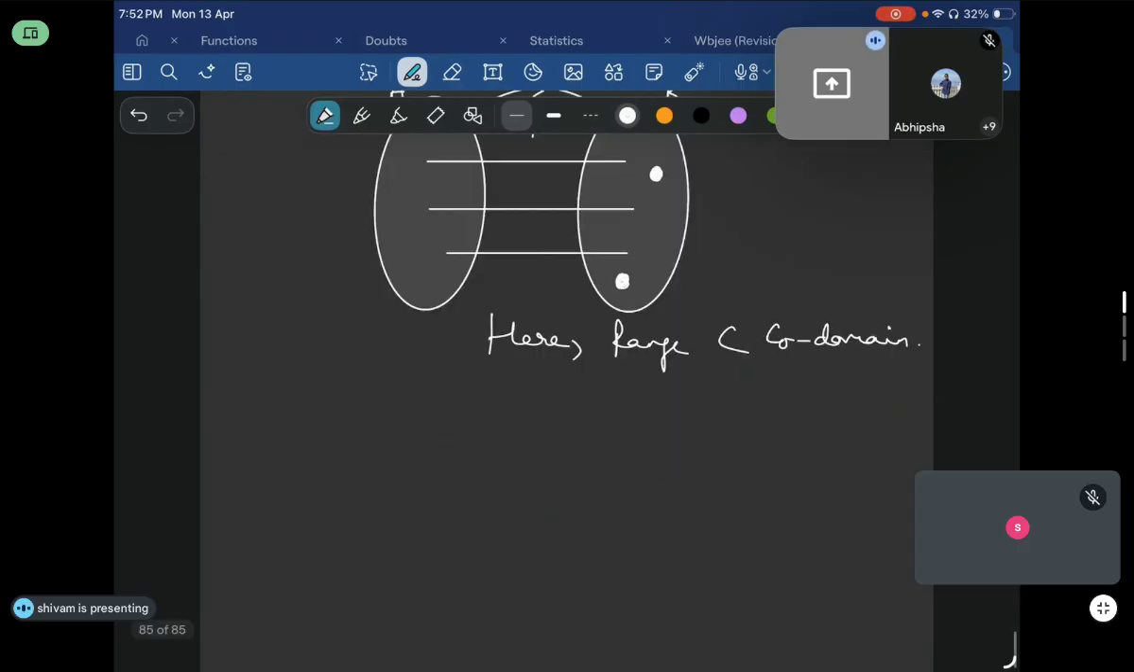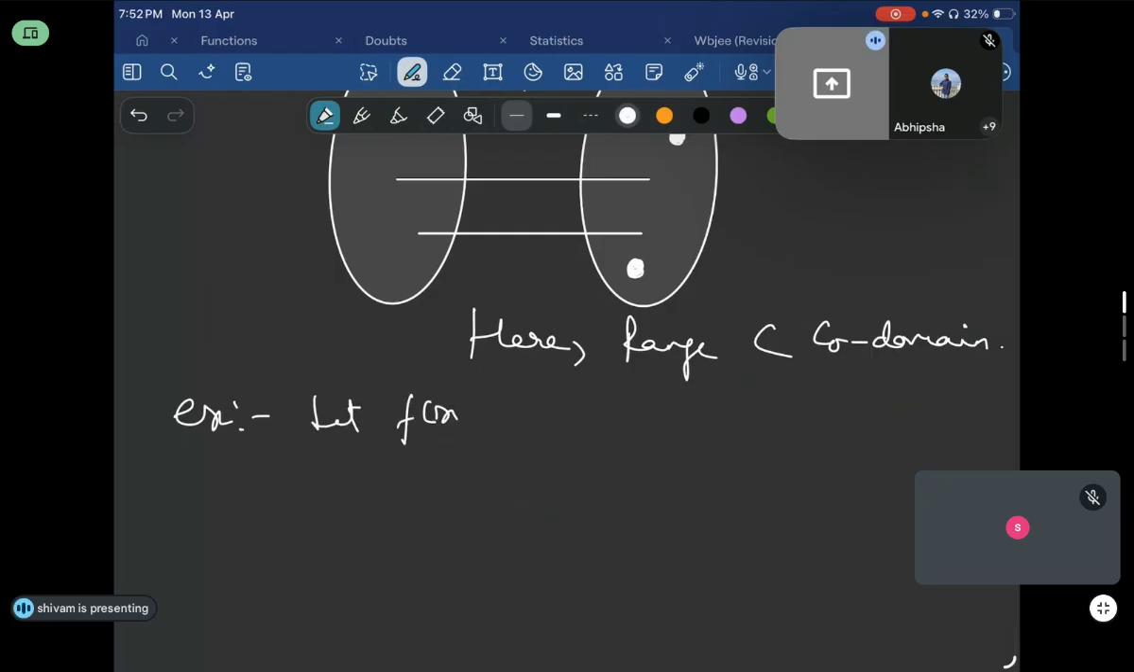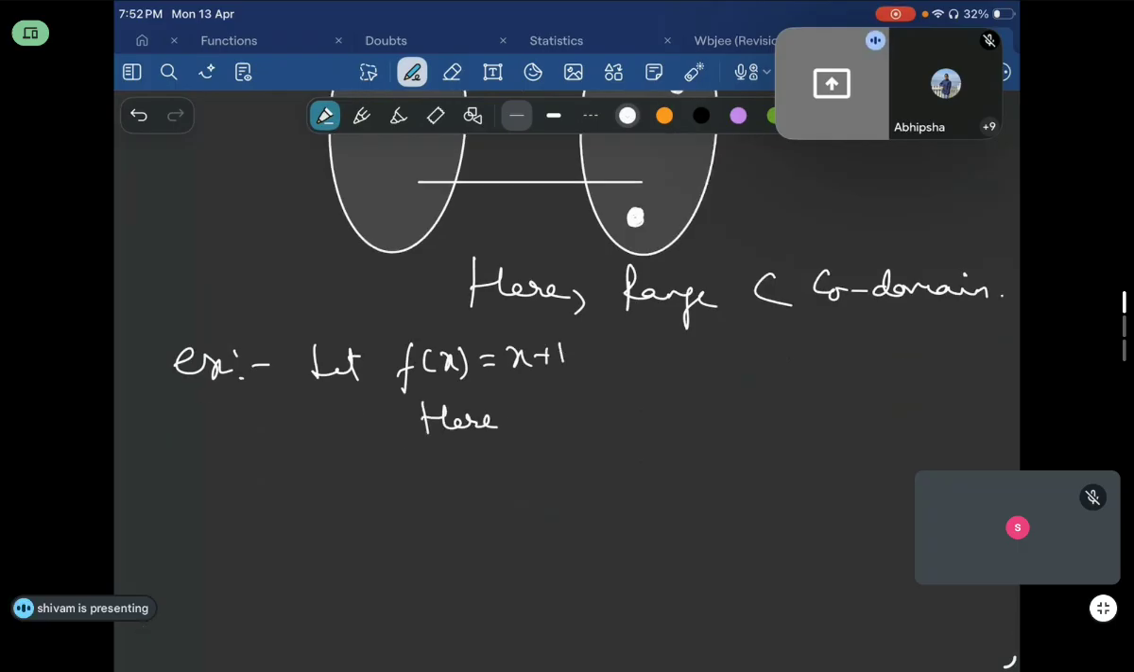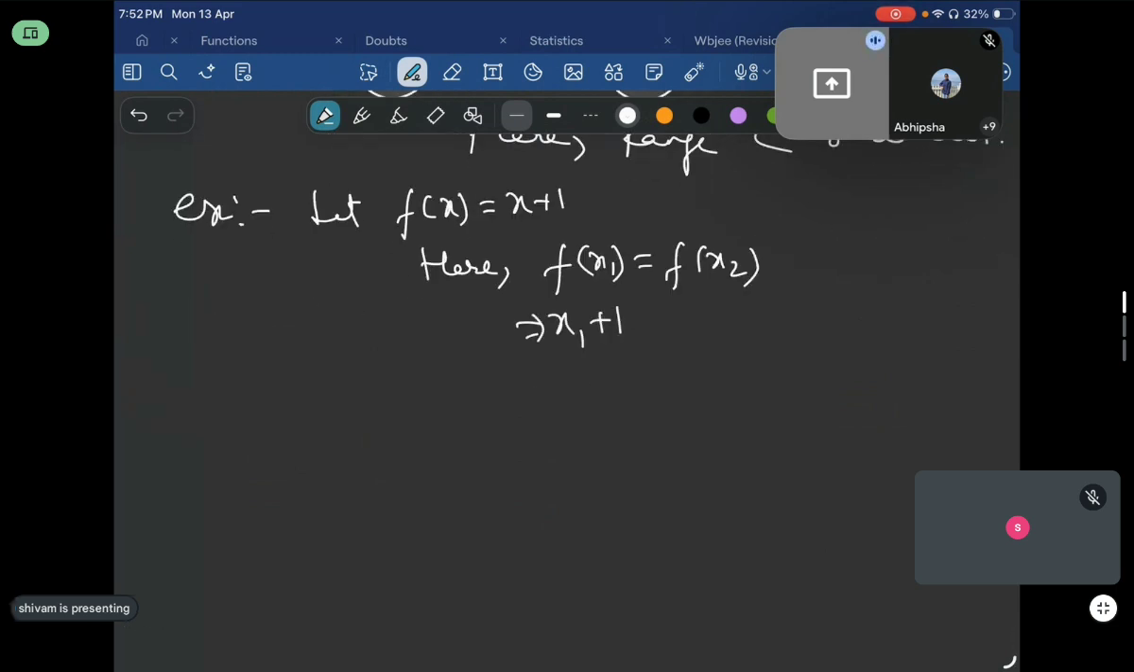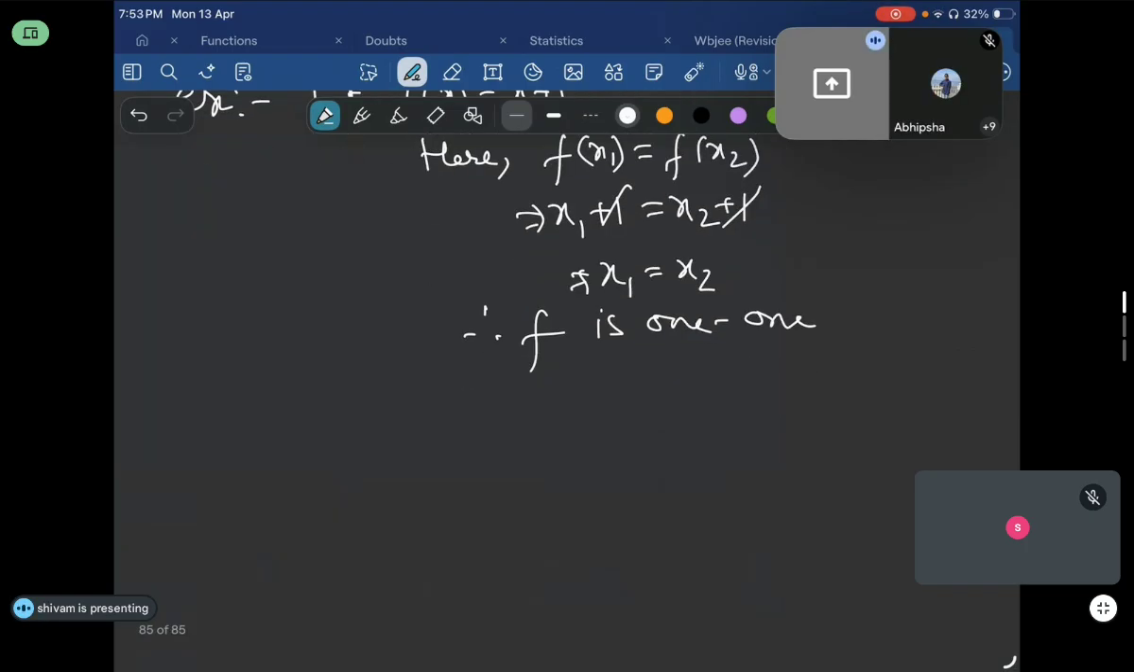Range is a subset of codomain. I'll give some examples also. For example, let f of x is equal to x plus 1. Of course, it is injective, everyone. Over here, if you substitute f of x1 is equal to f of x2, this implies x1 plus 1 is equal to x2 plus 1. The 1 will get cancelled, you will get x1 is equal to x2. Therefore f is one-one. Are you getting? Yes, sir.